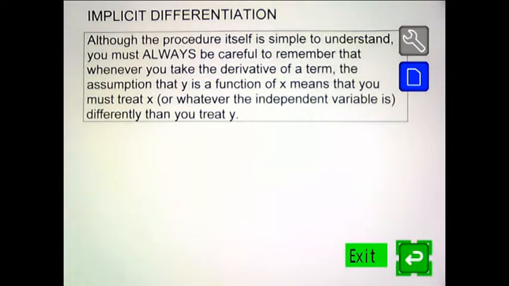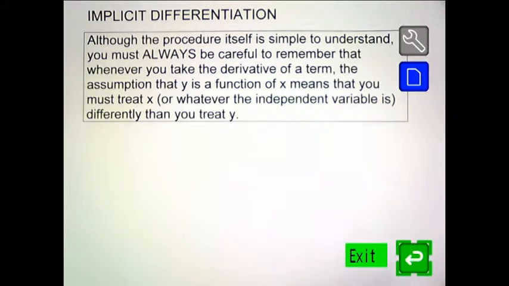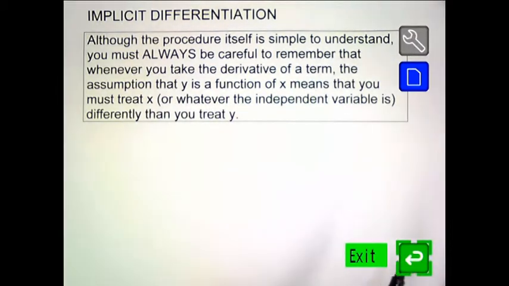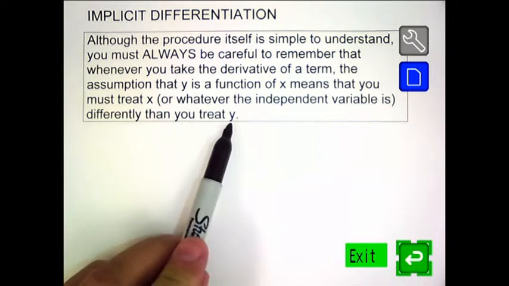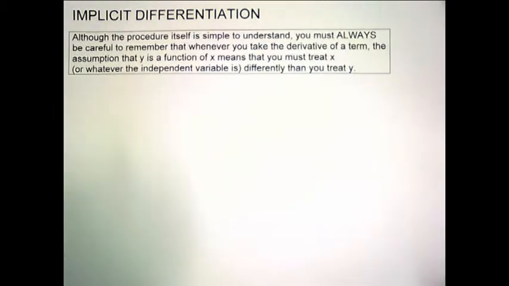I do want to say this. Although the procedure itself is really simple to understand, and those 3 steps are really not very difficult to understand, you've always got to be careful. And you've got to remember that whenever you take the derivative of a term, the assumption that y is a function of x means you have to treat the x, or whatever the independent variable is, differently than you treat y. Because y is really a function of x. It's not an independent variable. Let's look at an example just to make that point.